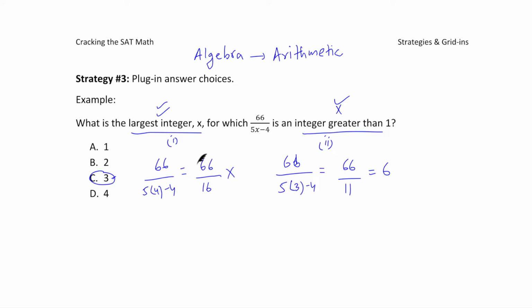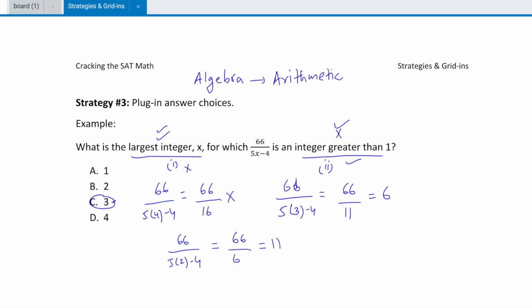You don't even have to go back. Still, if you put 2 into the expression, you will get an integer. Let's have a look at this. 66 over 5 into 2 minus 4. 66 over 10 minus 4 is 6. You get 11. You are satisfying this condition but not this one. Hence, 3 is the target answer and 3 is our answer as well.